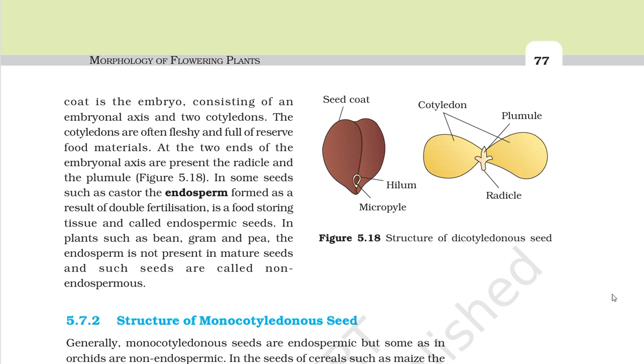In some seeds, such as castor, the endosperm formed as a result of double fertilization is a food storing tissue and are called endospermic seeds. In plants such as bean, gram, and pea, the endosperm is not present in mature seeds, and such seeds are called non-endospermous.